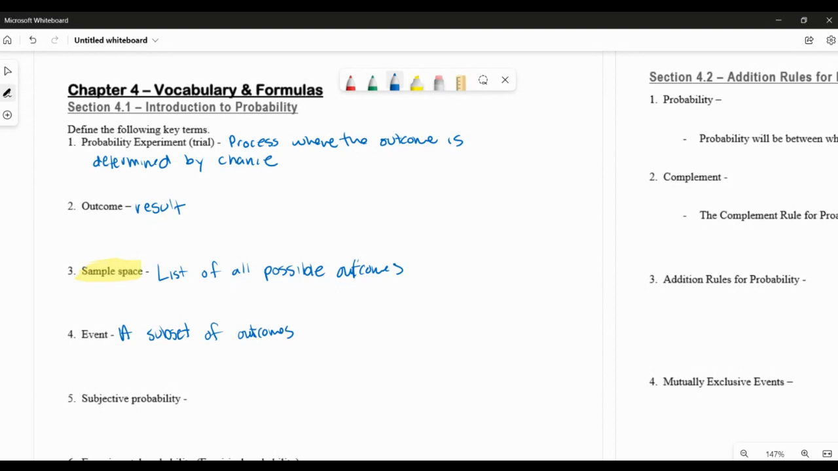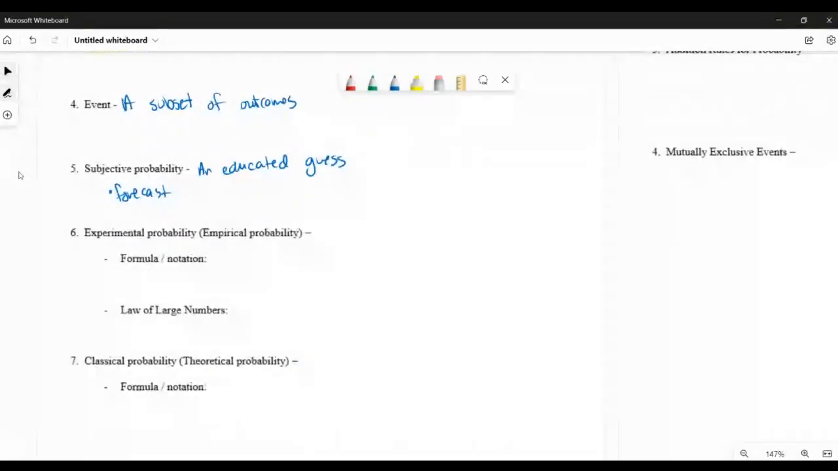All right, next thing, subjective probability. Subjective probability is like an educated guess. Okay, so subjective probability would be something like predicting the forecast or the weather. Okay, it's not just a blank guess, it's based on knowledge, but it's still just a probability.